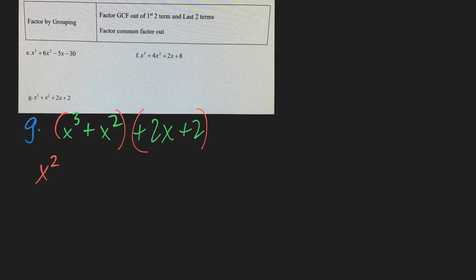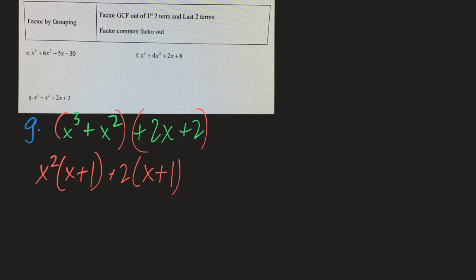Okay, last example of grouping, G. Let's take a look at what we've got. x cubed plus x squared plus 2x plus 2. If you can, go ahead, try to solve this problem, and then check your work against what I have. I'll start by grouping my first two and my last two together. Let's see what we can take out. From the first one, I can take out an x squared, and I'm left with x plus 1. From the second one, I'm going to take out 2, and we're going to have x plus 1.